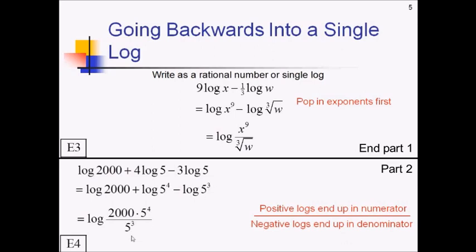At this point, we simplify the expression if we can. I notice that I have a 5 to the 4th here and a 5 to the 3rd. Dividing, I can subtract those exponents. So this just ends up being 2,000 times 5 to the 1st, which is 10,000. And if I have log base 10 of 10,000, well, just count the zeros here. That's just going to be 4.